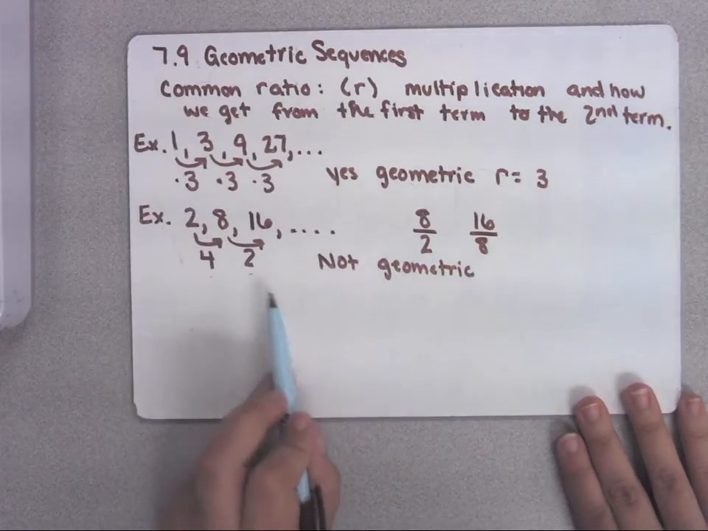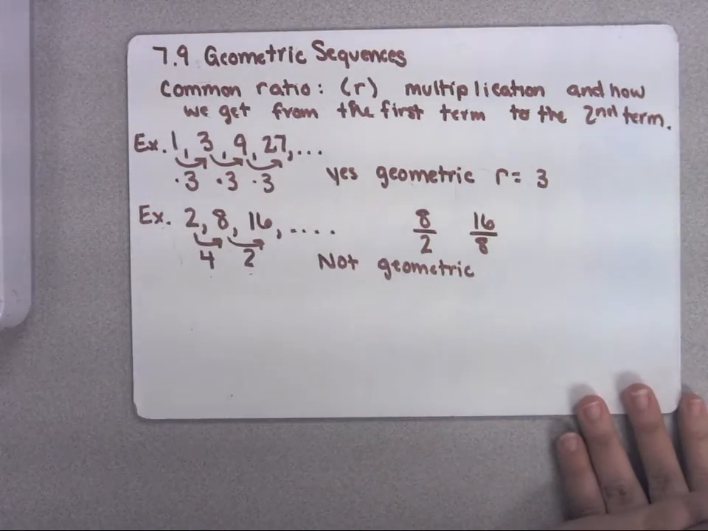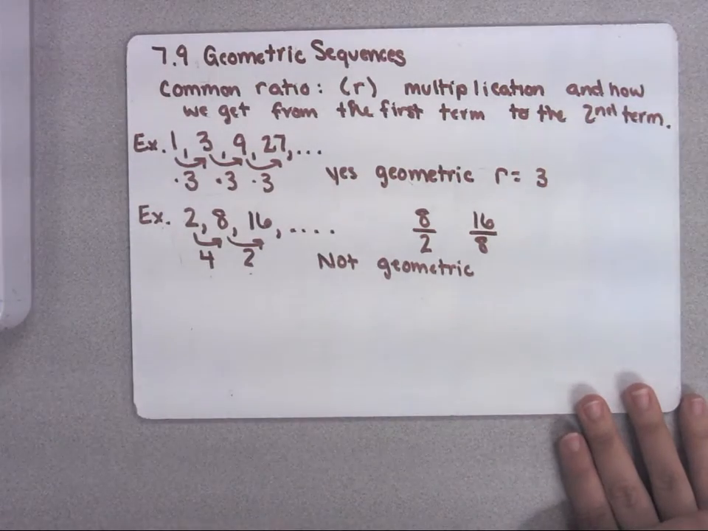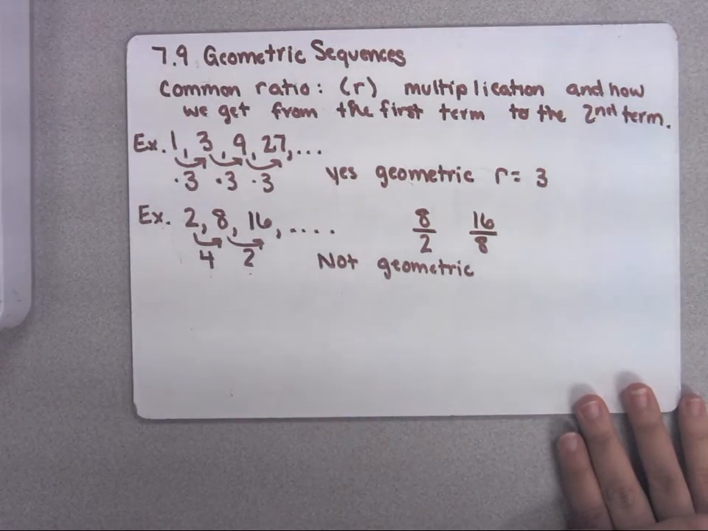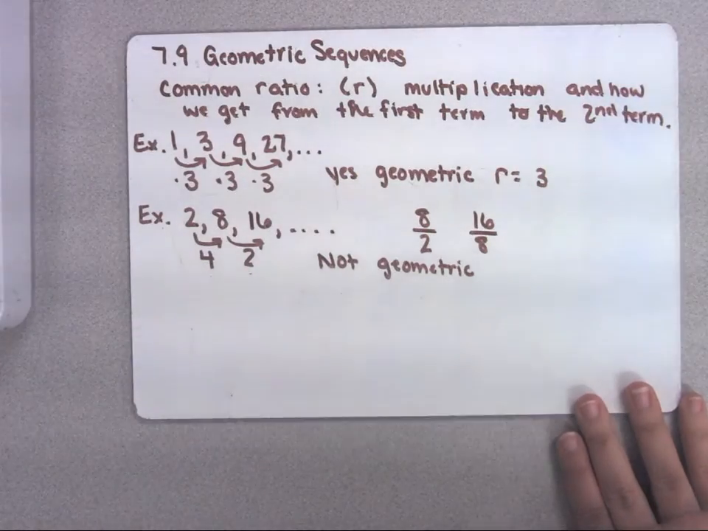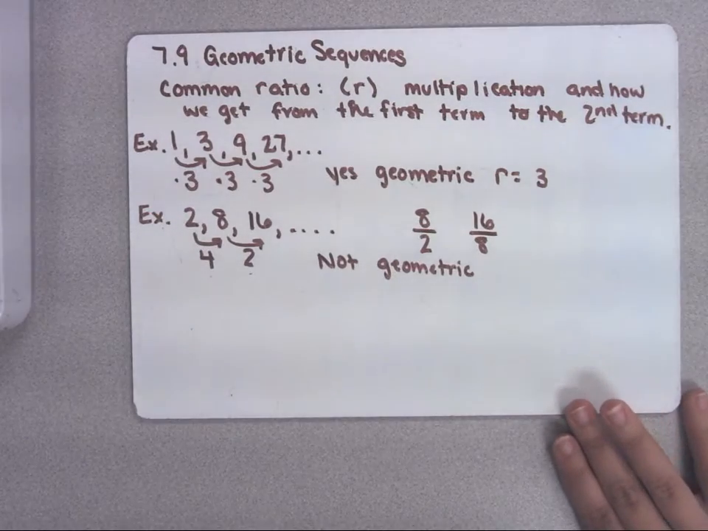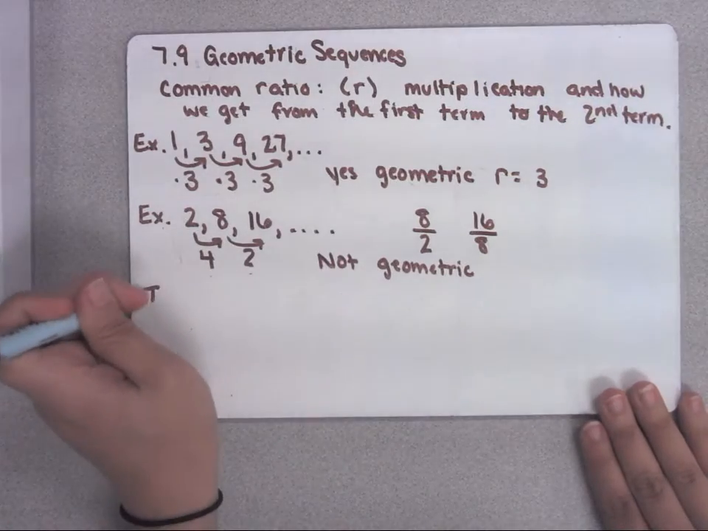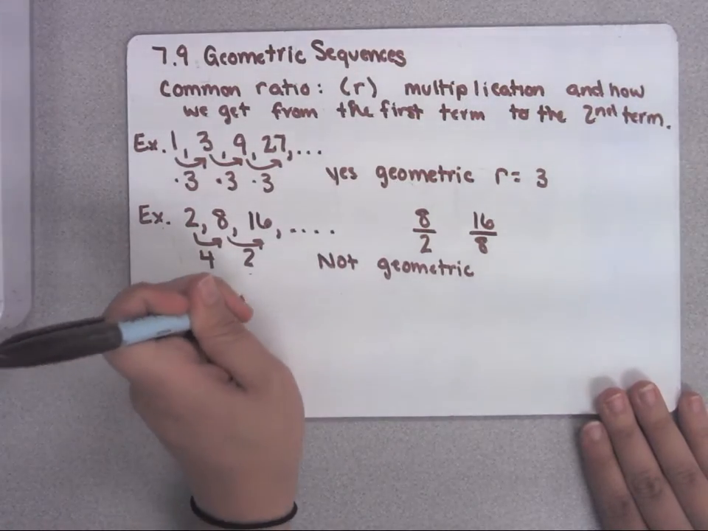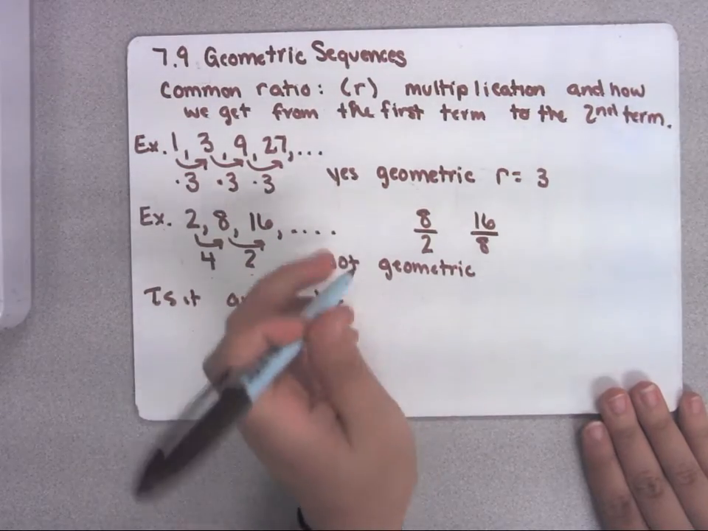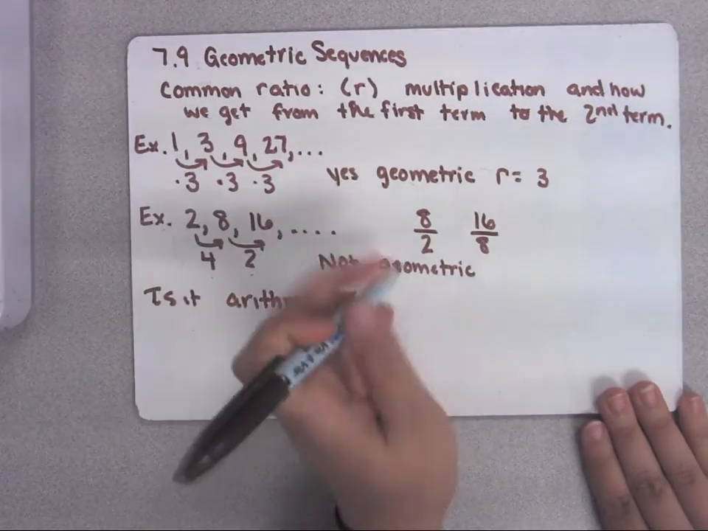If the numbers aren't the same, it's not geometric. It has to be going up by the same amount every single time. Just because it's multiplication does not mean it's geometric. Then part of the questions is, is it arithmetic, which means does it use addition?